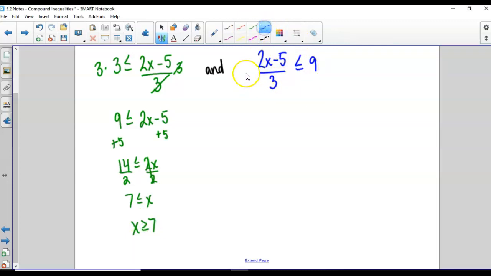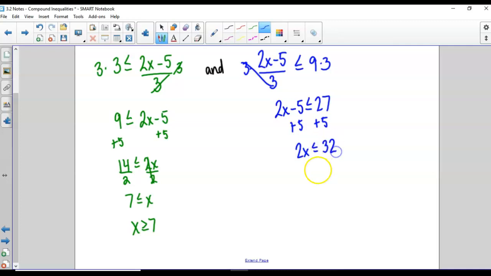Over here for this problem, the steps are the same. Multiply both sides by 3. So we get 2x minus 5 is less than or equal to 27. We're going to add 5, which is going to give us 2x is less than or equal to 32. And we'll divide by 2. So x is less than or equal to 16.